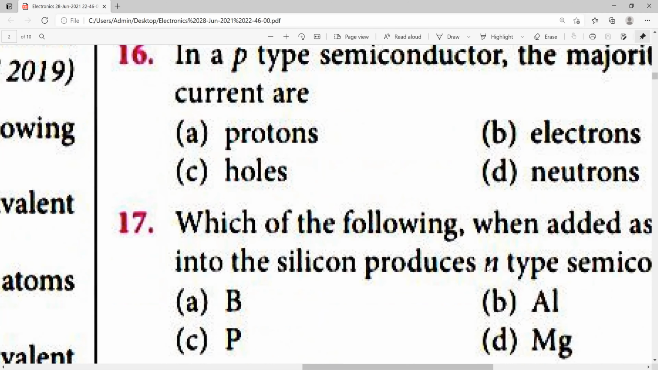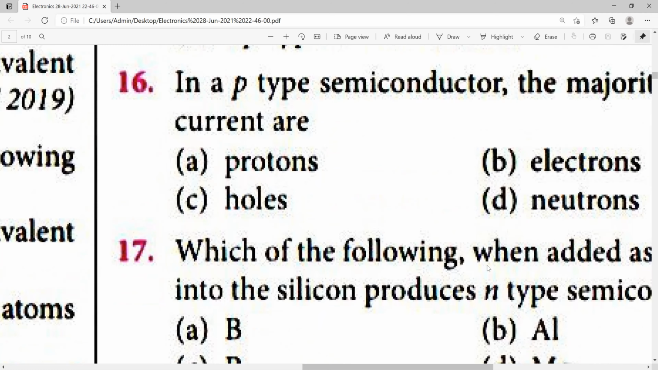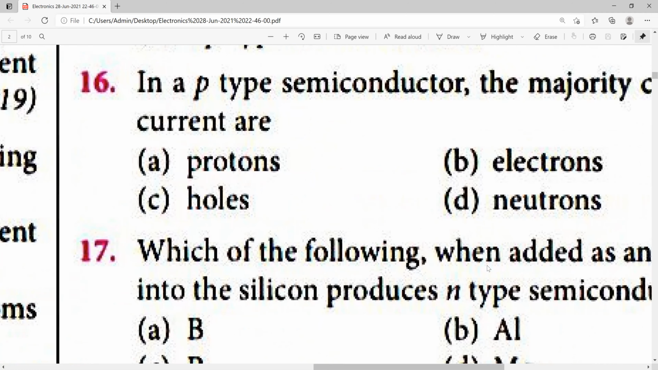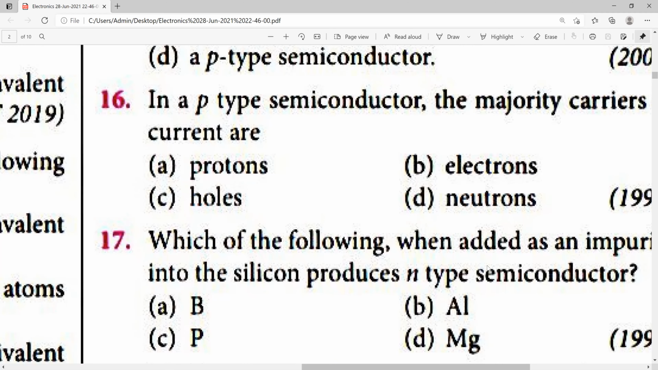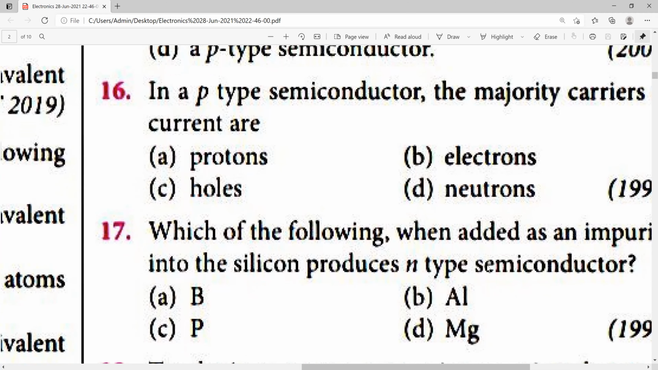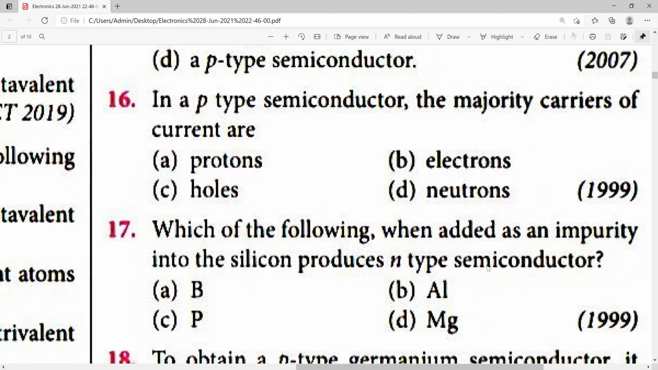16th one: in a p-type semiconductor, the majority carriers of current are protons, electrons, holes, or neutrons. Here, in a p-type semiconductor, the majority carriers of current are always holes. Therefore, for the 16th one, this one is the right answer.